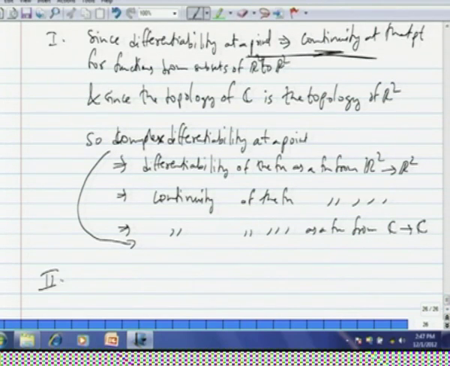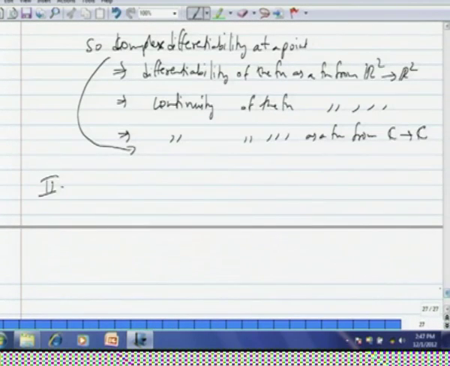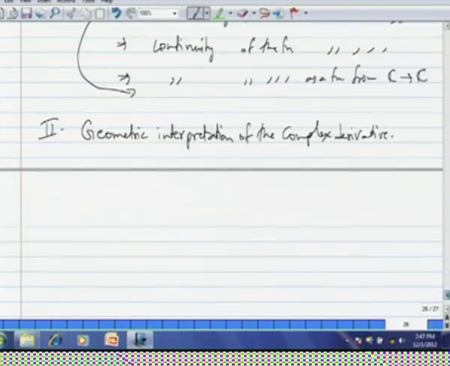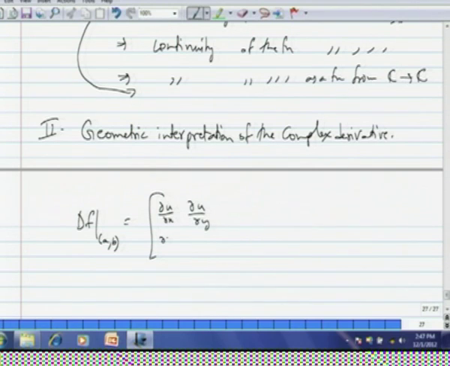Okay. And the second note is as follows. We are going to see the geometric interpretation of the complex derivative. Okay. So, you see that df has this special form when f is complex differentiable, and if we consider f as a function from R2 to R2, it has this form: dou u by dou x, dou u by dou y, and minus dou u by dou y and dou u by dou x at the point a b.